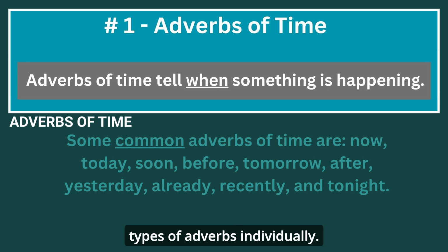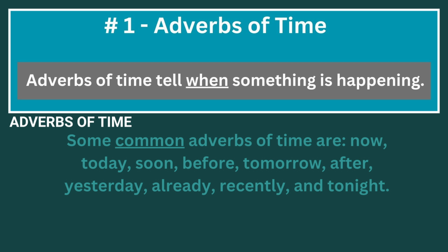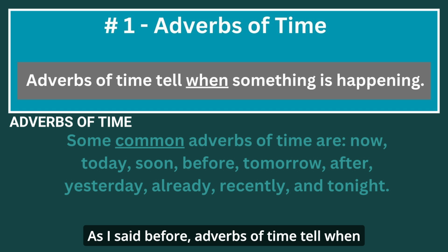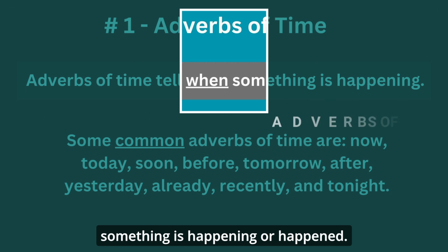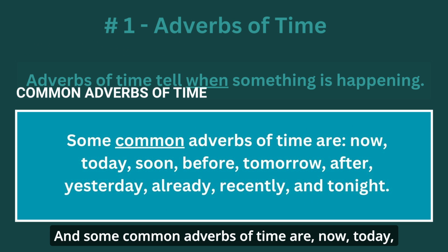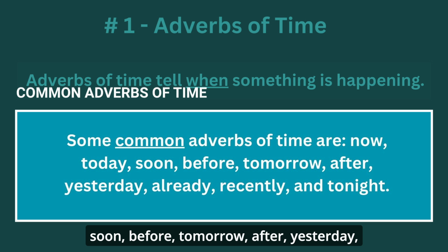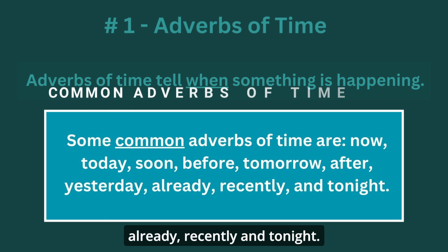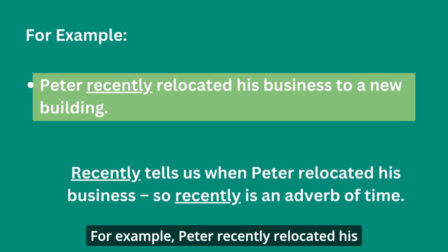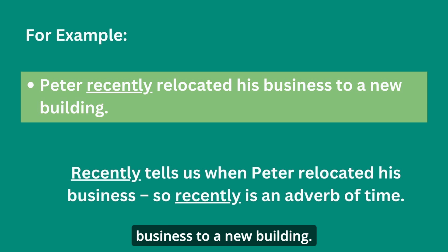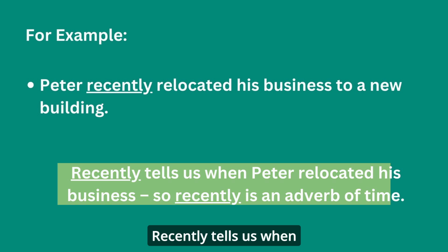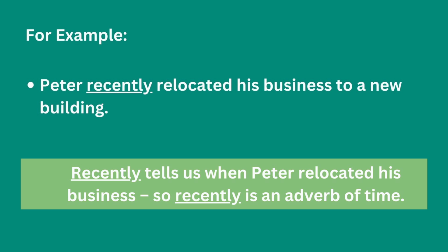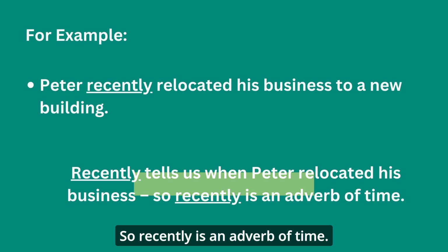Let's look at the 7 types of adverbs individually. The first type of adverb is time. As I said before, adverbs of time tell when something is happening or happened. And some common adverbs of time are now, today, soon, before, tomorrow, after, yesterday, already, recently, and tonight. For example, Peter recently relocated his business to a new building. Recently tells us when Peter relocated his business. So recently is an adverb of time.